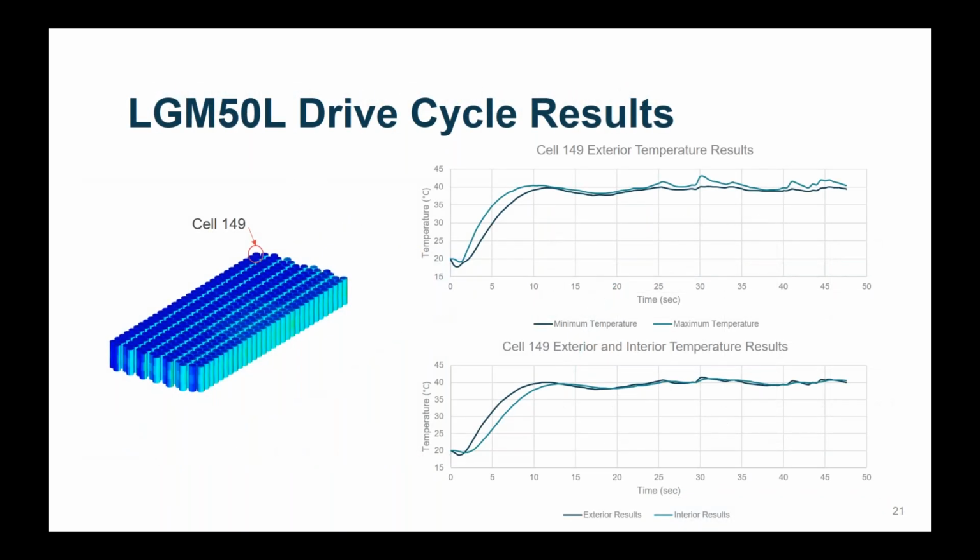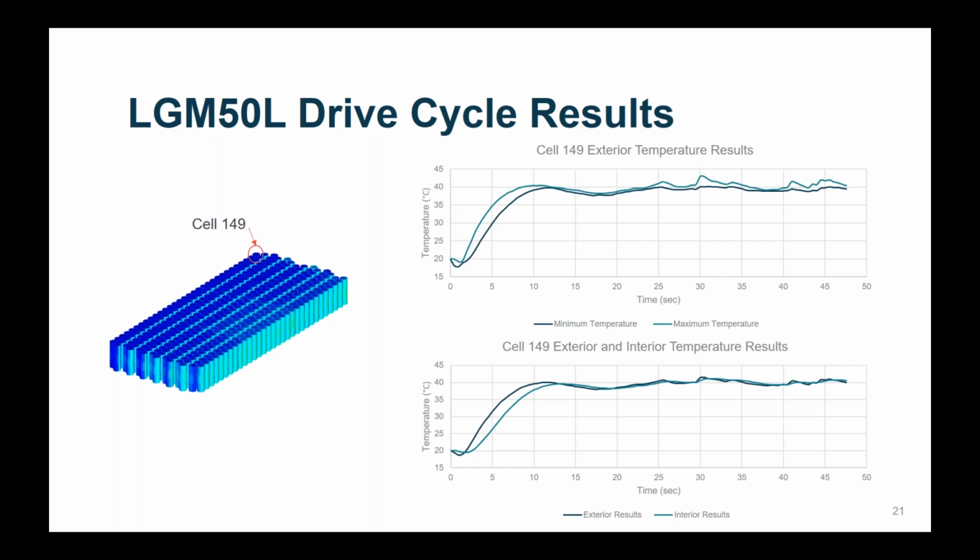And comparing the maximum and minimum temperatures in one cell, we can see some interesting results. In the top plot, we're showing the exterior temperature results of a single cell. We can see that those depend on time. And on the bottom plot, we can see both the exterior and interior temperature results from the heat up of the jelly roll inside the cell. And we're looking at the maximum temperature inside compared to the temperature on the exterior of the cell. So from this, we can see that at certain points in time, the temperature gradient is as high as about 5 degrees Celsius. And then at other points in time, it's as low as 0 degrees Celsius.